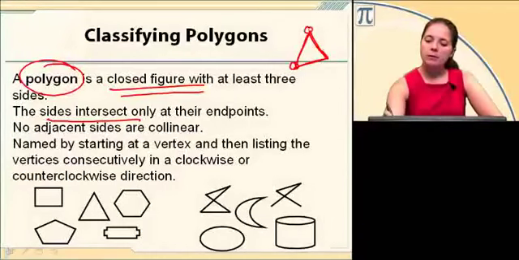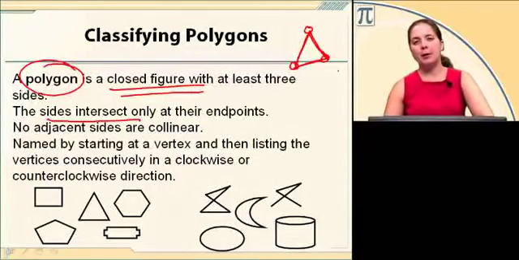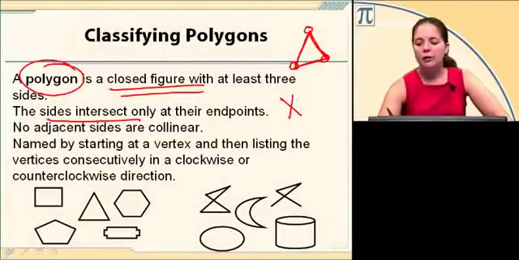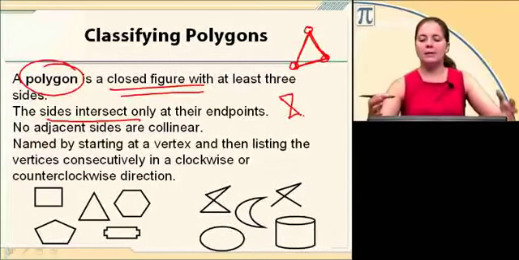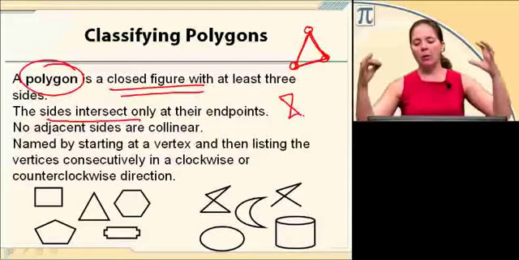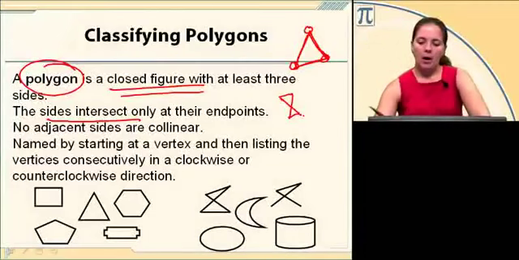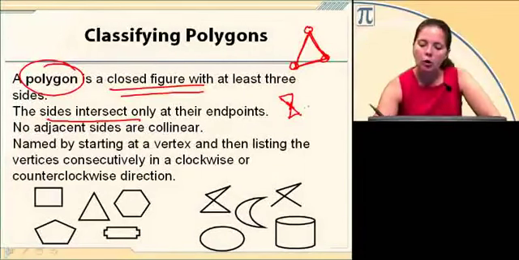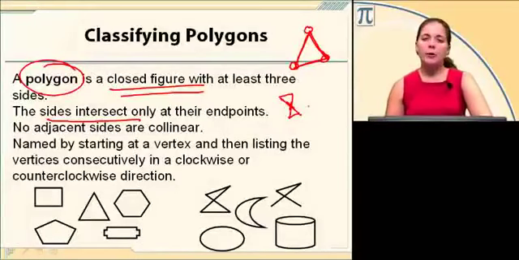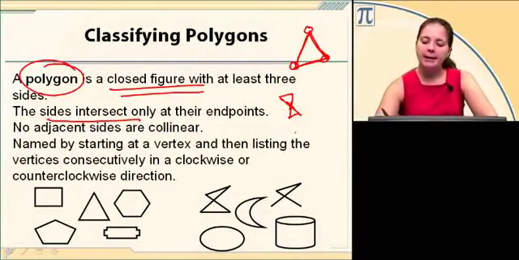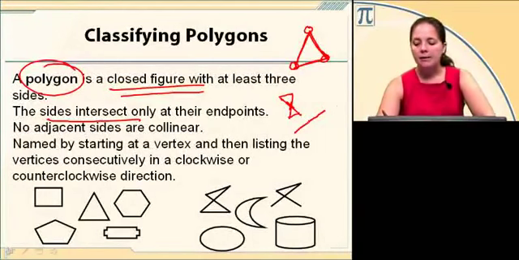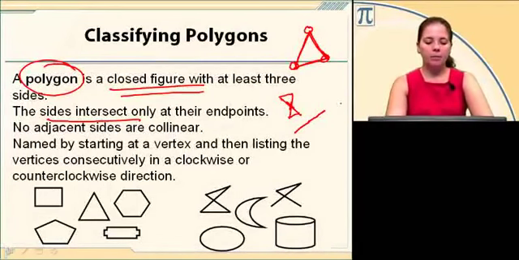The sides intersect only at their endpoints. So notice they're only touching at their endpoints. I don't have like a crisscross or almost like an hourglass kind of thing happening. I don't have this crossing. No adjacent sides are collinear. Well, that means I can't say here's a side and here's the next side, touching it. Same line, can't be collinear.